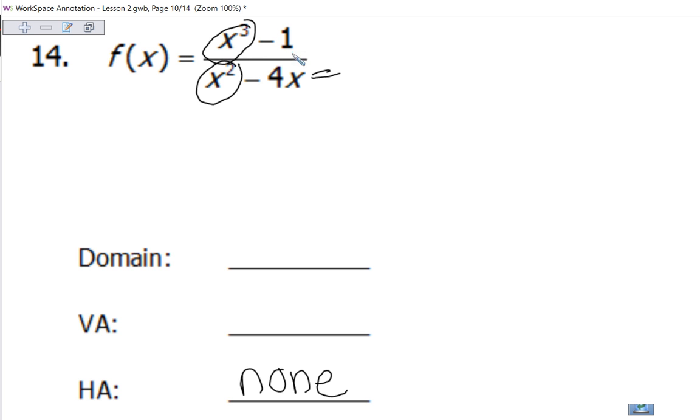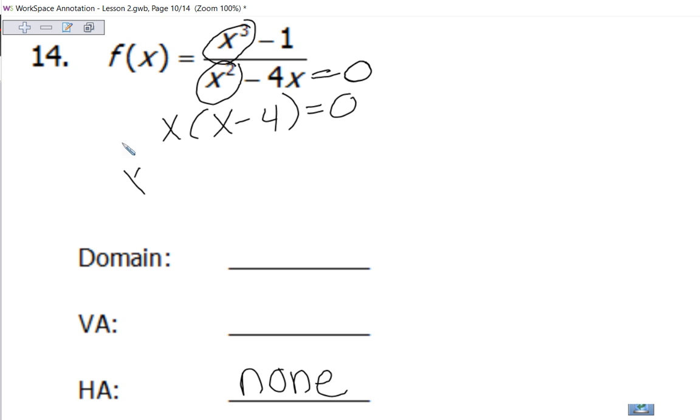Set your denominator equal to 0. So when I factor that, how would I factor that? Factor out the X, and what would go in the parentheses? X minus 4. And after you have it in factored form, what's next? Set them equal to 0.